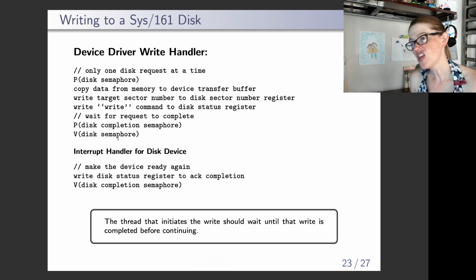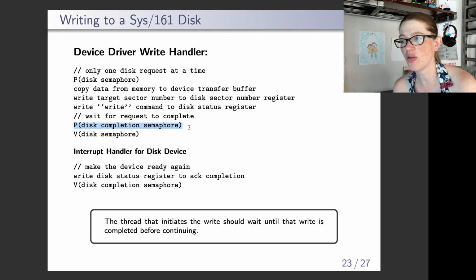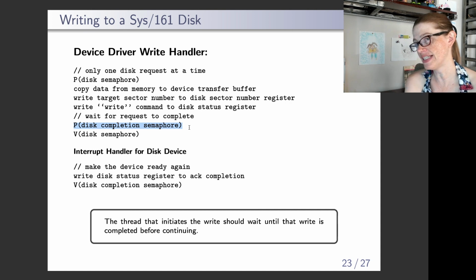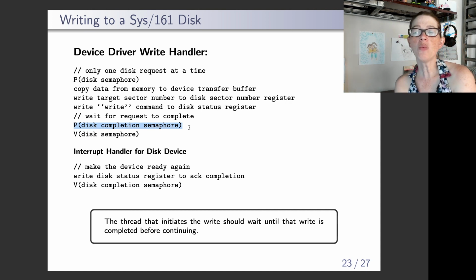But you'll notice that we are going to P another semaphore. Now the disk semaphore is a binary semaphore. We're using it as a lock. Then we have this other semaphore down here, the disk completion semaphore. And this one we are using as a barrier, actually. So its initial value is actually 0. It has 0 resources. We want the thread that initiated the disk write to have to wait for the write to complete before the operation returns.